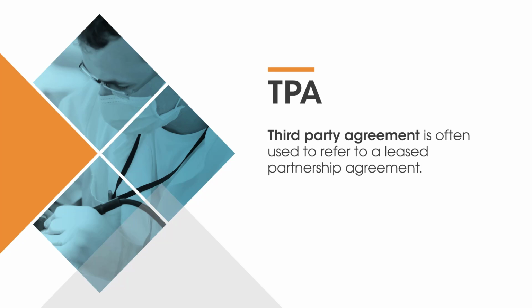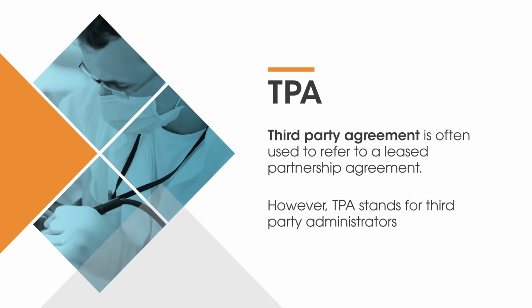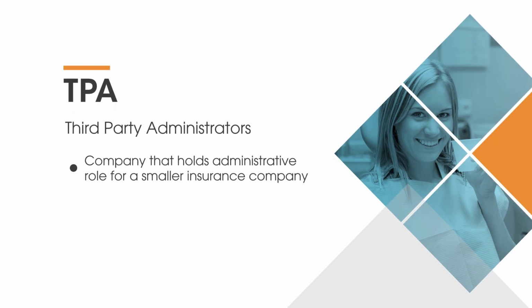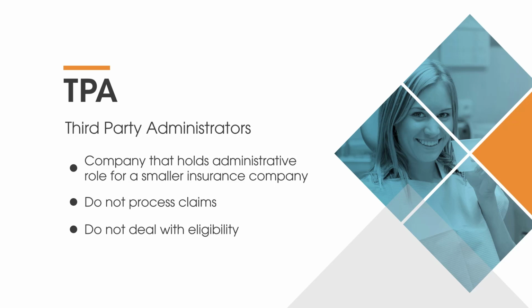Now, a term commonly used to refer to a lease partnership agreement nowadays is a third-party agreement. However, they're referring to them as TPAs, and TPAs stands for third-party administrator. And so I just want people to understand the difference between a lease partnership agreement and a third-party administrator. A third-party administrator is a company that holds the administrative role for a smaller insurance company, but they don't process claims, they don't deal with the eligibility, they don't have anything to do with them. They just basically, the insurance company outsources the administration to this third-party company.